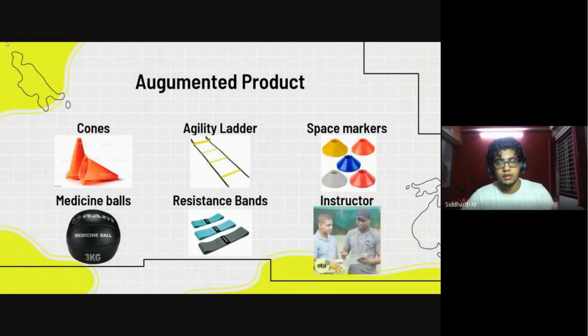As we can see, we will be needing cones, agility ladders, pace markers, medicine ball, resistance band, and a lot of other equipment. All of this will be manufactured and produced by our brand UFIT itself. The students will essentially be getting to use all of this at a discounted price. Apart from all the products, we will also be providing an instructor to help everybody with the modules. This instructor will be trained by the professionals at UFIT, and he would also have a sports degree. So that's all about the product that we're offering.